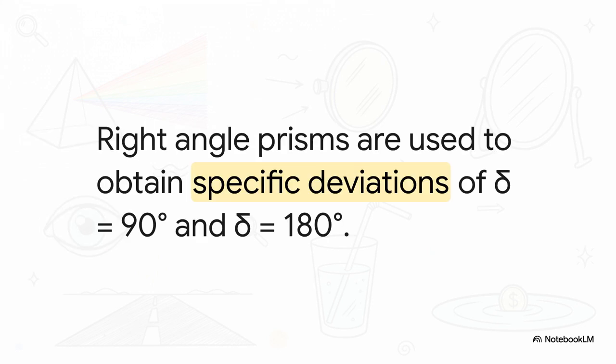Well, by utilizing right-angle prisms, we can obtain very specific, deliberate light deviations. We can actually force a beam of light to turn a perfect 90-degree corner, or even do a complete 180-degree U-turn. It's essentially hacking the physics of light to create perfect directional control.